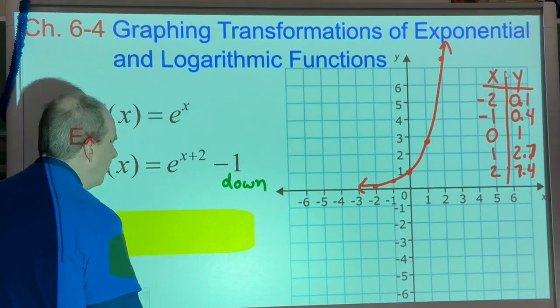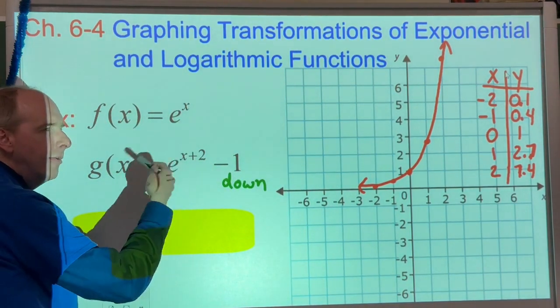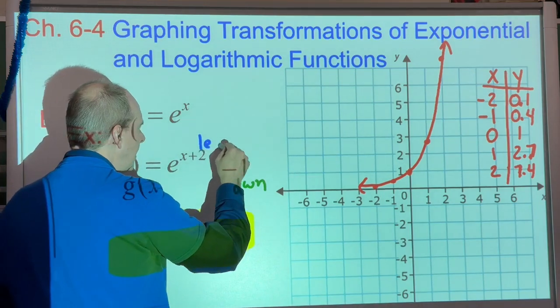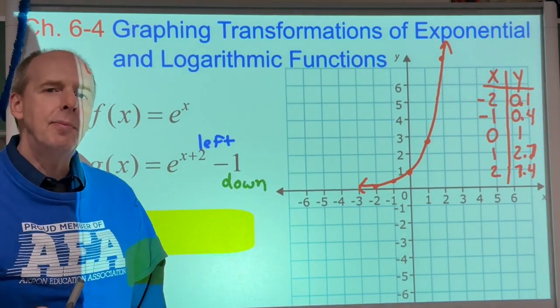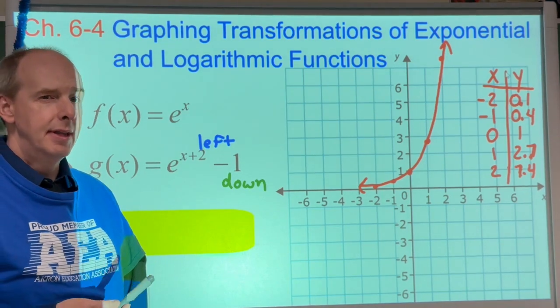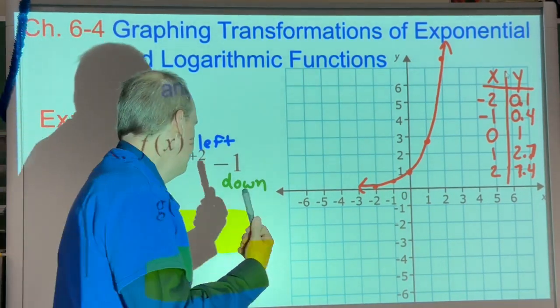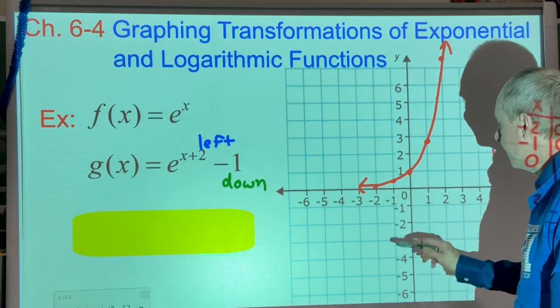But what does the plus 2 do? Well, it's here with the x, and that moves us left and right. This will move us left 2 units. So if I could take every point, move it down 1, left 2, I'd have my new graph.